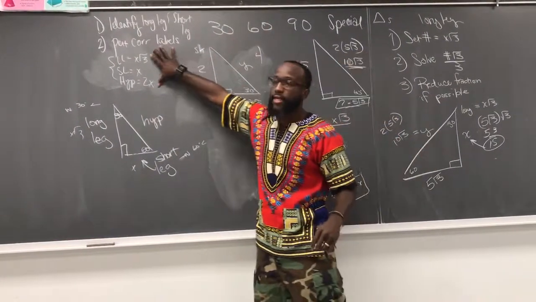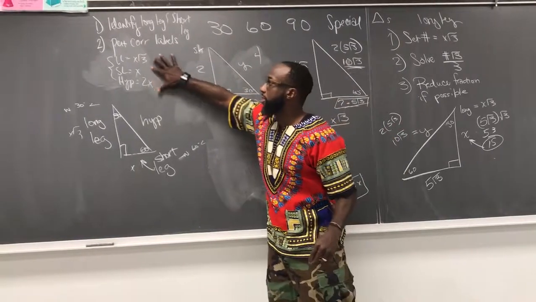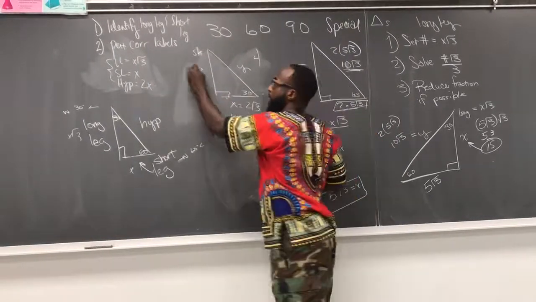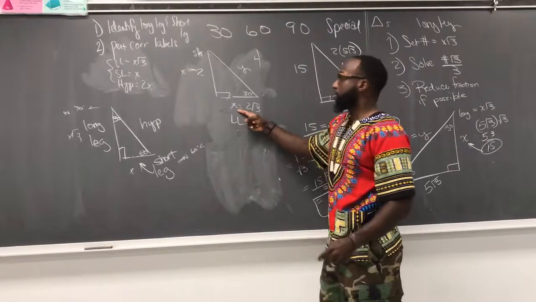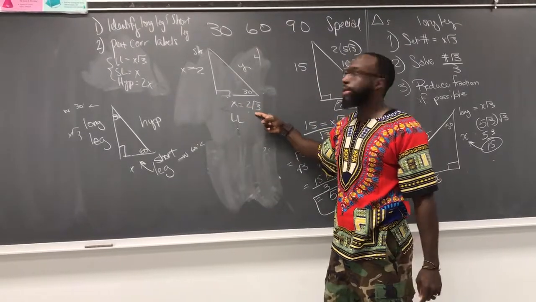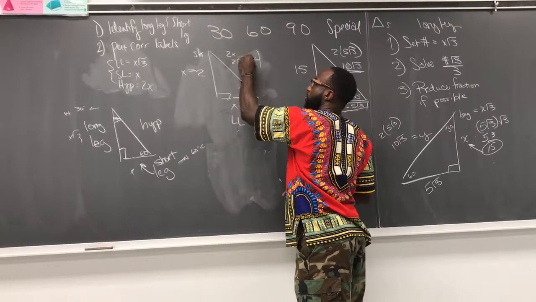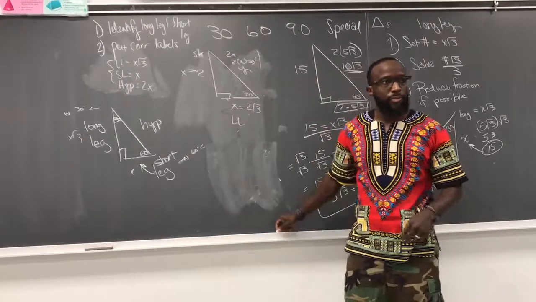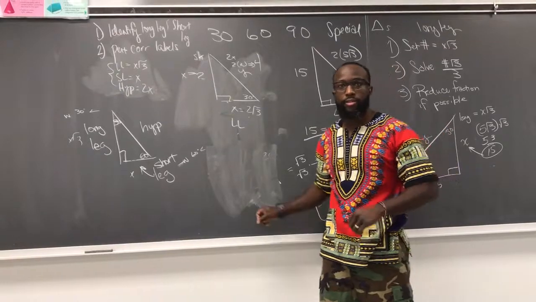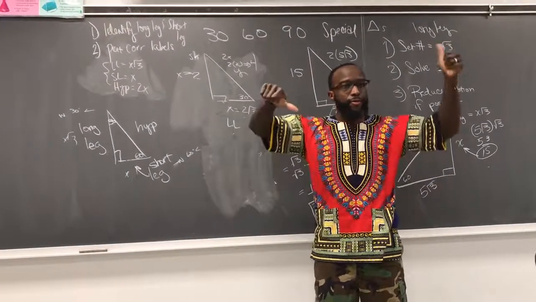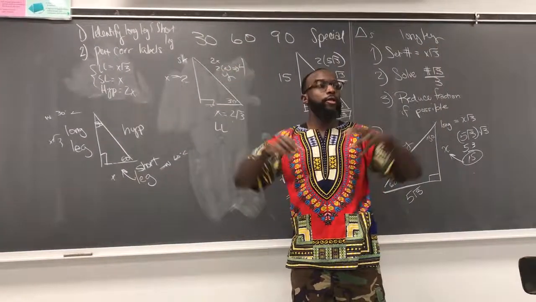So once you identify these, you can put these labels next to them. If x is 2, and this is x root 3, you just put 2 root 3. And if this is 2x, that's 2 times 2, which is 4. Any questions? How do we feel? All right, cool. We're going to do more practice.